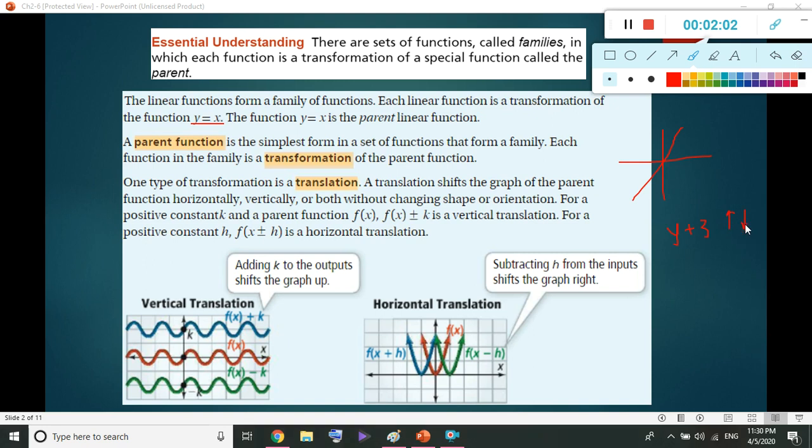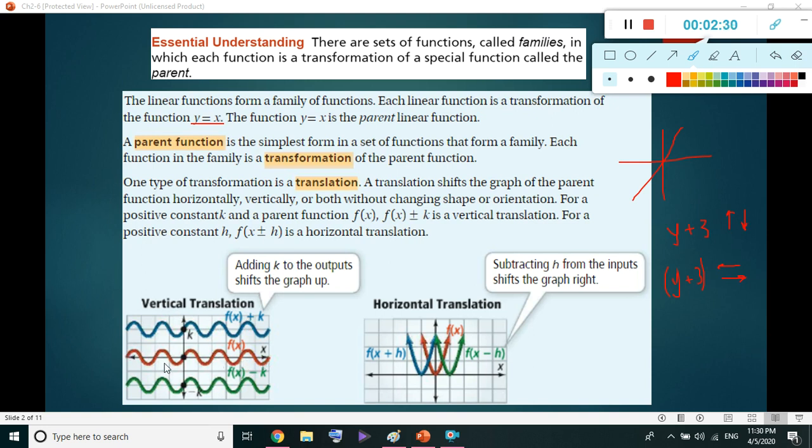Now, how do we differentiate between the vertical and the horizontal? This is vertical. The horizontal is going to have, for example, x plus 3 inside the bracket. So when you have the transformation inside the bracket, it means the translation is going to be horizontal, either left or right. This is how to differentiate between moving it vertically or horizontally.